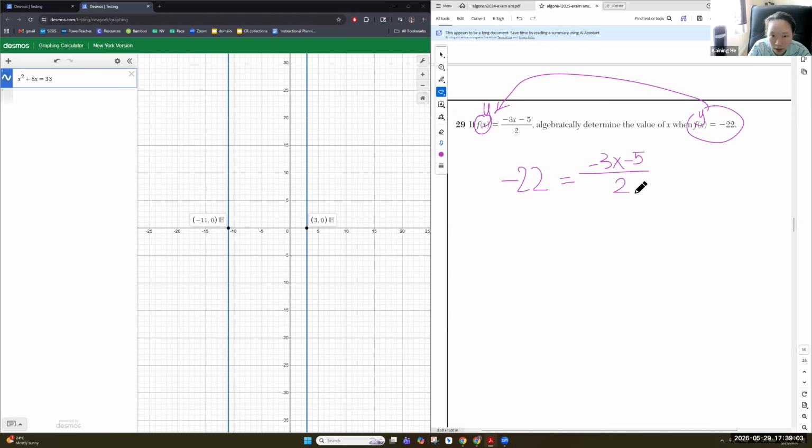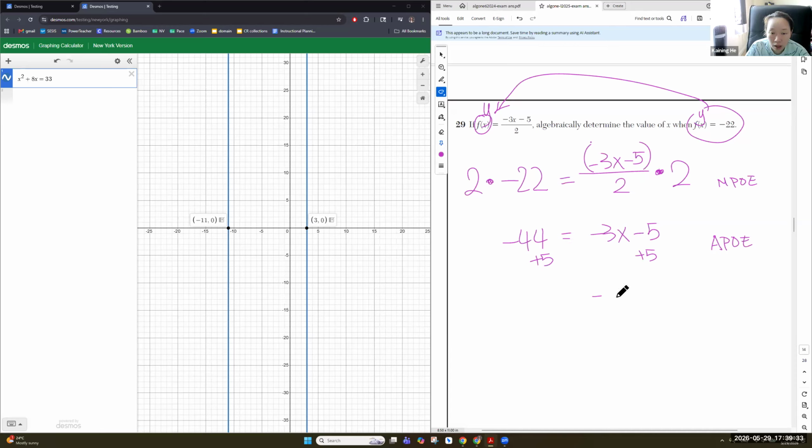Very classic DCSP. You have this numerator in parentheses. So how would you get rid of a denominator? Always multiply by the same exact thing. So I times 2, I times 2. This is called the multiplication property of equality. Now you have negative 3x minus 5 equals negative 44. Very simple. Plus 5, plus 5. This is the addition property of equality. Once again, just DCSP all over again.